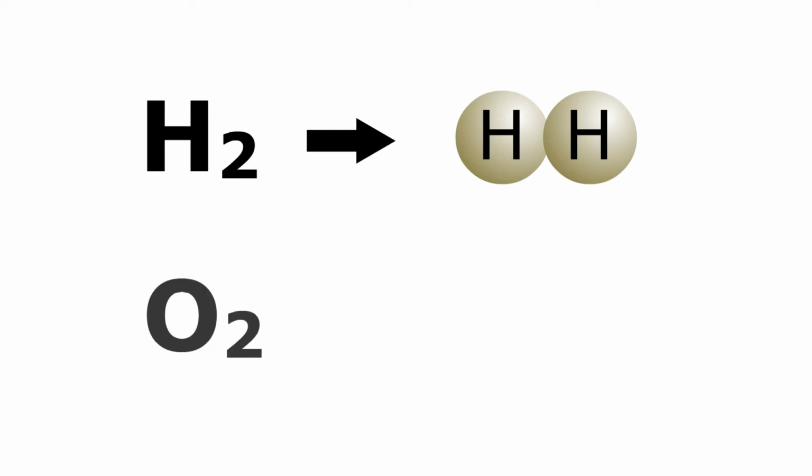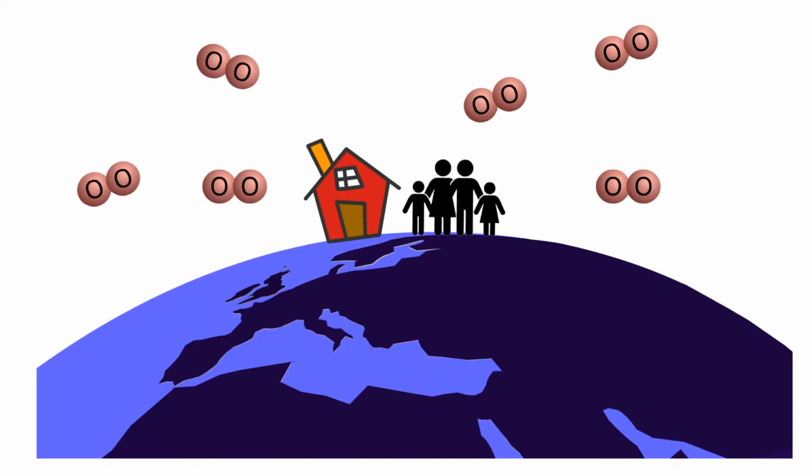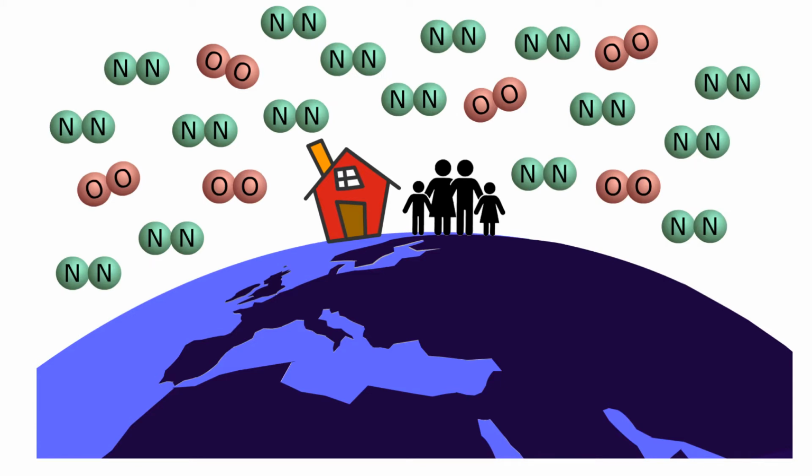Oxygen is also a gas, and the oxygen molecule is made up of two oxygen atoms. Approximately 20% of the air around us is oxygen. The remainder is mainly nitrogen.